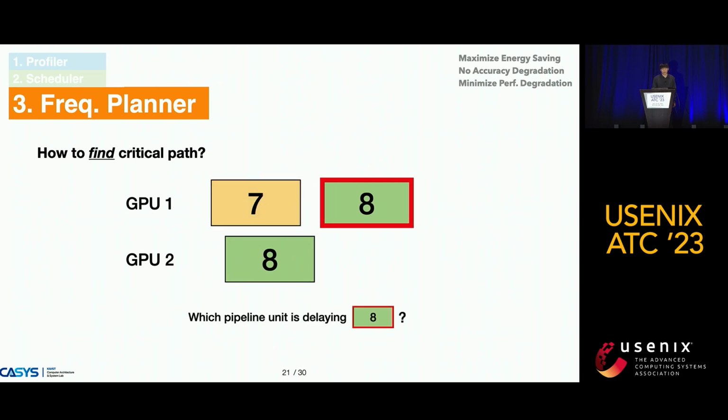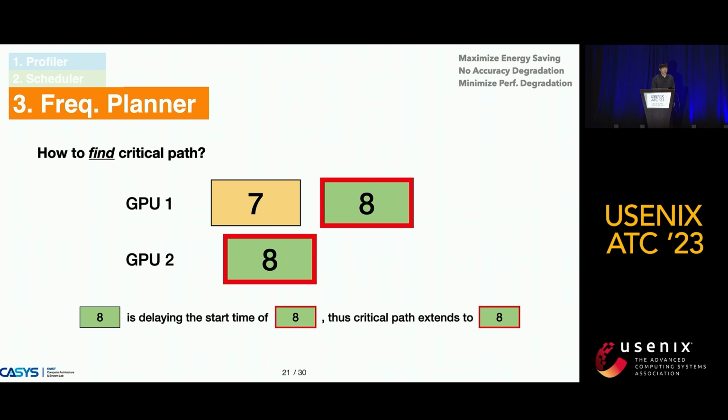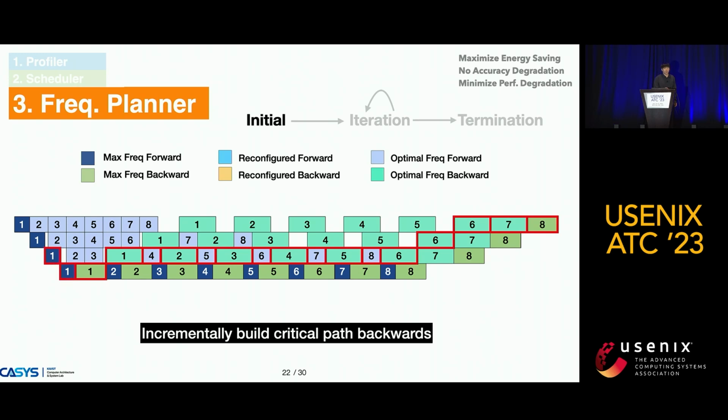Let's look into another case. The yellow FP7 got reconfigured and the stretch is shortened. Which pipeline unit is delaying the last unit? BP8 on GPU 2 is delaying the start time of the last pipeline unit. Thus, the critical path extends to the next stage. From the back of the pipeline, the algorithm incrementally builds a critical path using this insight. The algorithm ends when it encounters the first forward unit, FP1, in the first stage.